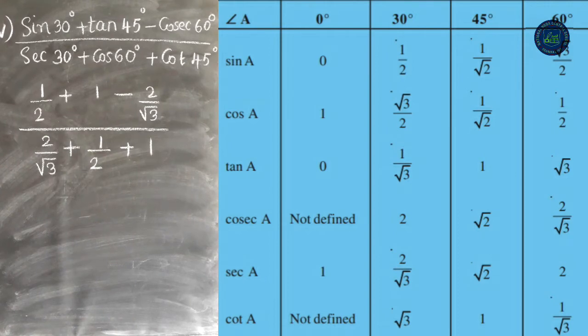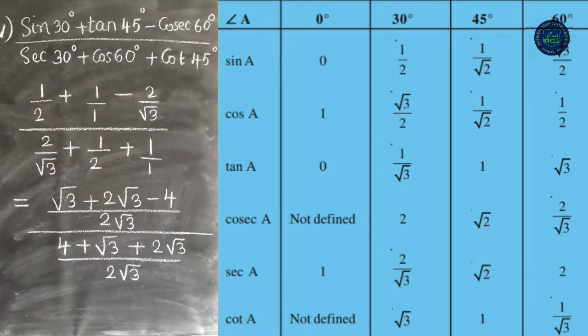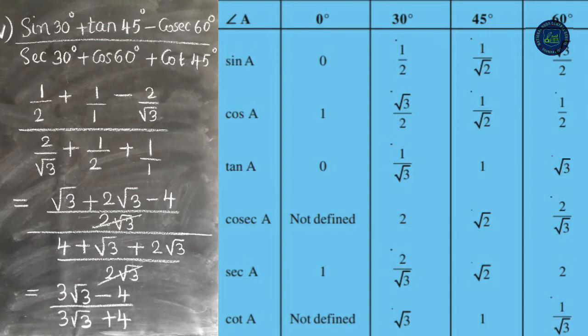After that, you have to calculate the numerator and denominator separately. For the numerator and the denominator, the LCM is 2 root 3. So you will get root 3 plus 2 root 3 minus 4 all divided by 4 plus root 3 plus 2 root 3. 2 root 3 we can cancel. So the final answer is 3 root 3 minus 4 all divided by 3 root 3 plus 4.